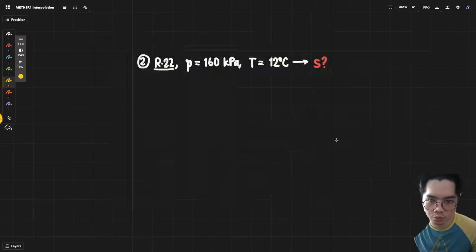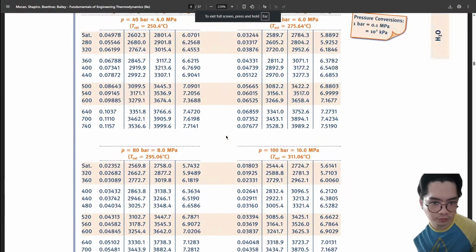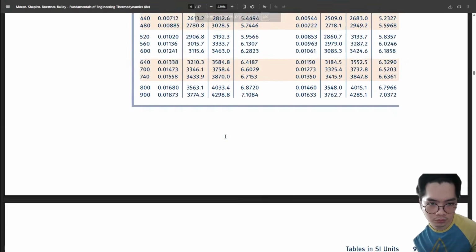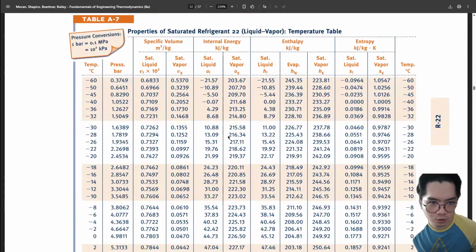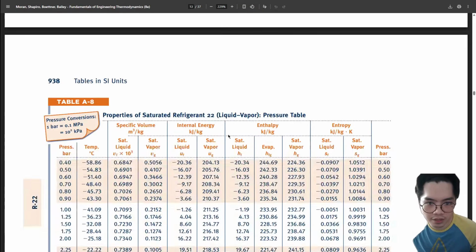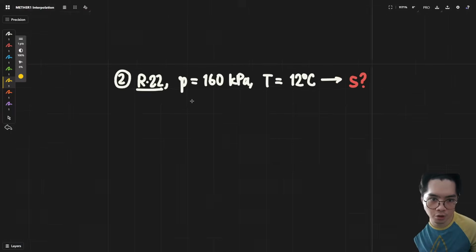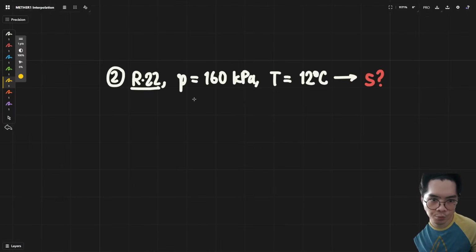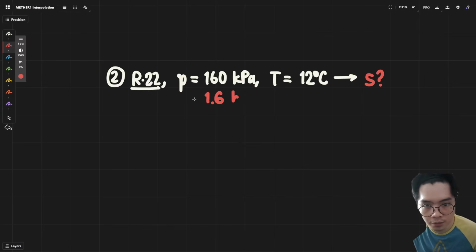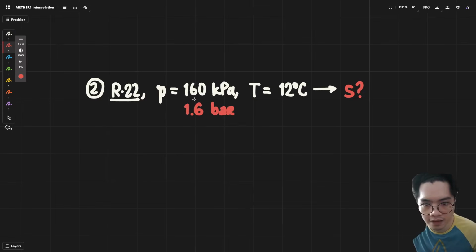R22. Okay, so we go to R22. There you go. So the temperature table, let's go to the pressure table. With a pressure of 160 kPa, we can turn that into 1.6 bar, and you have a temperature of 12 degrees Celsius. In here, we are being asked what is the value of S, right?